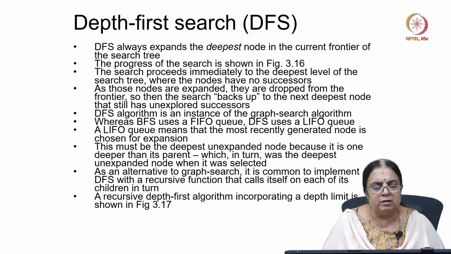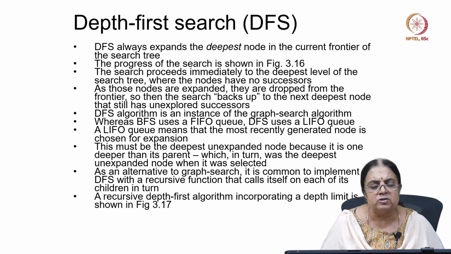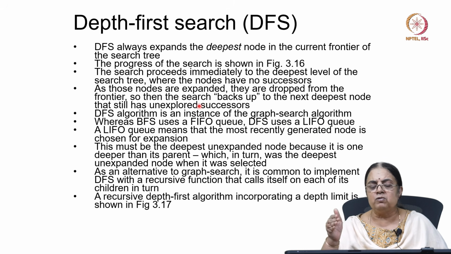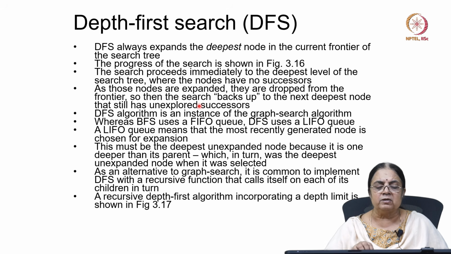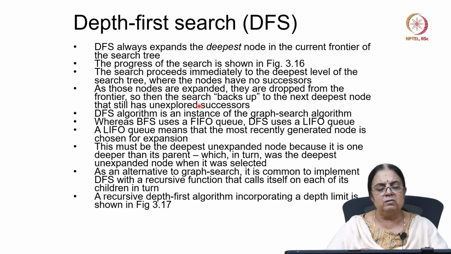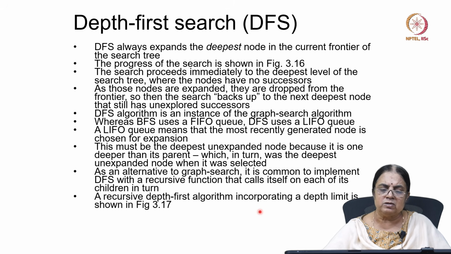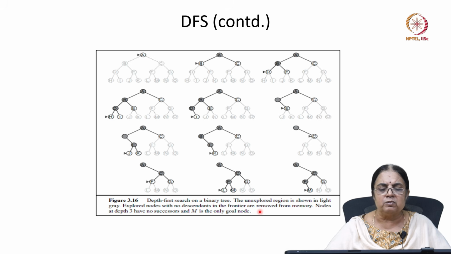Then we come to depth first search. In depth first search, you do what is called last in first out. In other words, you choose one node and go to the deepest level with that. Once you reach the deepest level, if you still don't find a solution, then you backtrack and search another node, etc. That is how depth first search works.